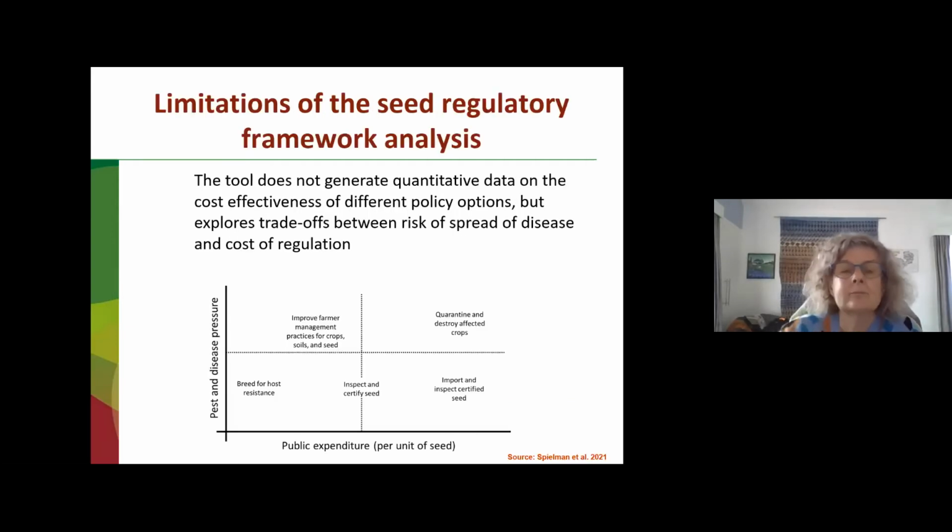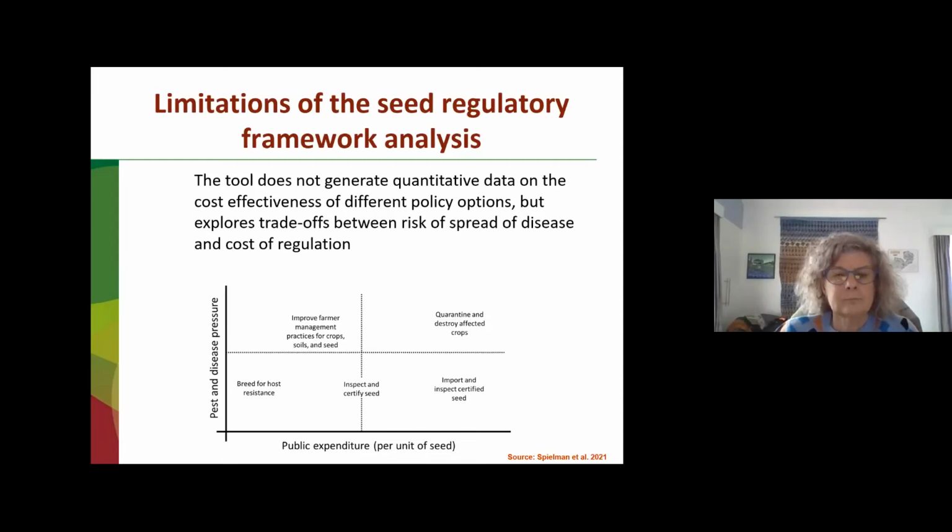So this tool focuses on qualitative data collection and does not generate quantitative data on the cost effectiveness of different policy options. However, we are trying to explore the trade-offs between risk of spread of disease and the cost of regulation. So this diagram provides a stylized representation of some of these options, ranging from breeding for host resistance and extension support to improve farmer management practices, to inspection and certification of seed and quarantining and destroying affected crops.